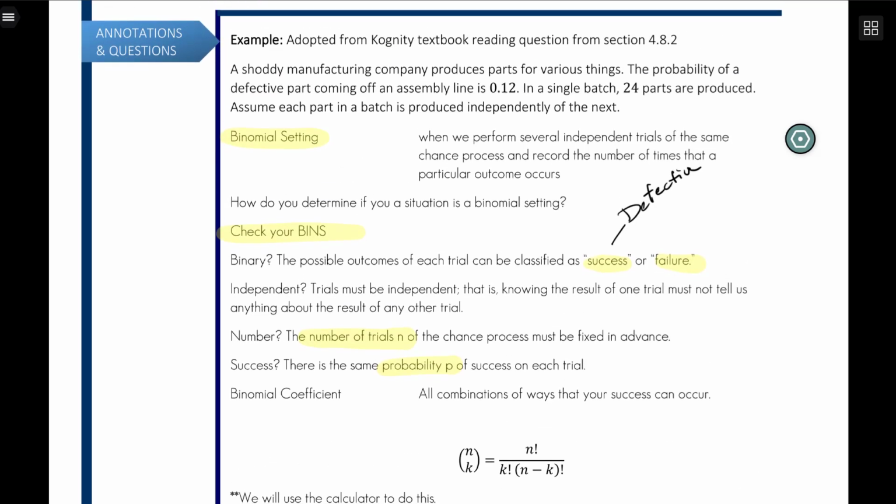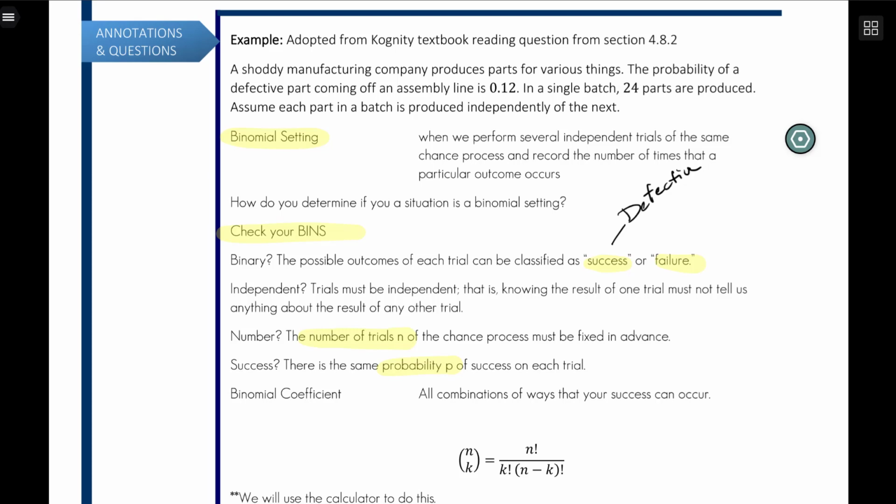We've got a batch of 24 parts, and in those 24 parts, maybe I have just one that is defective. If I have just one defective, well, which part was it that was defective? Was it the first? Was it the second? Was it the 8th? Was it the 12th? Was it the 24th? Which one was defective? That actually is going to play a role in our probability calculation.